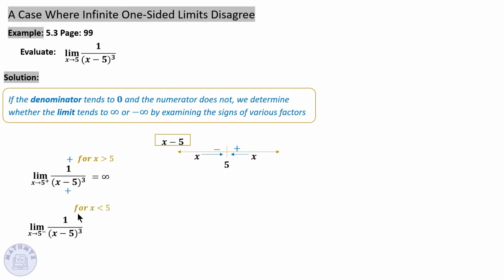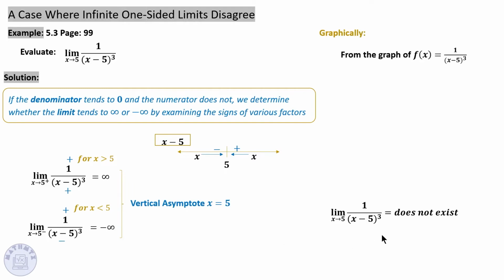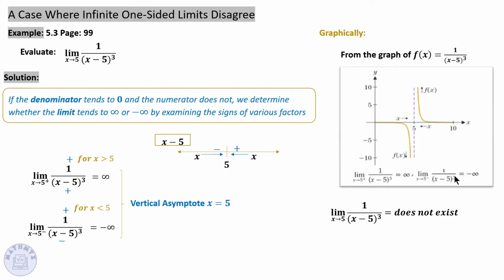Now from the left side, when you substitute a value less than 5, minus 5 will be negative, and therefore it's approaching negative infinity from the left side. Now I can tell that the limit does not exist, and you can verify this graphically. Looking at the graph, you can see that the limit does not exist.